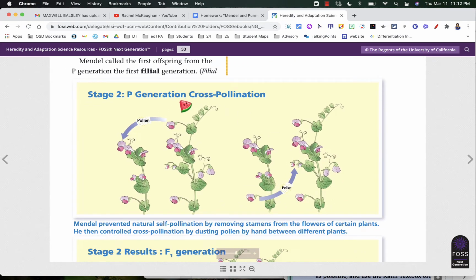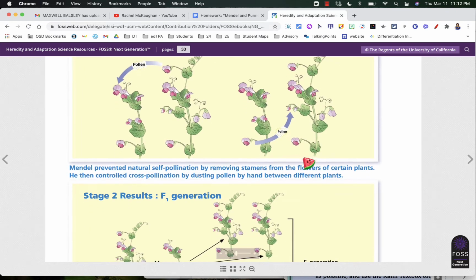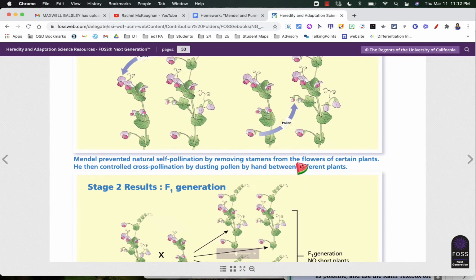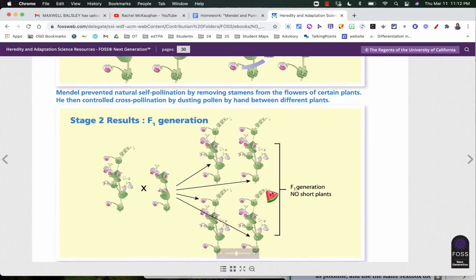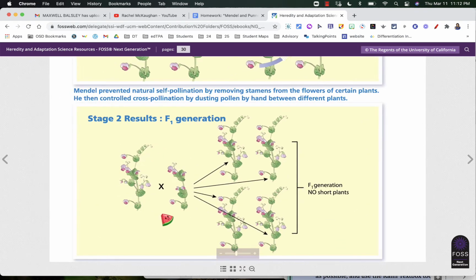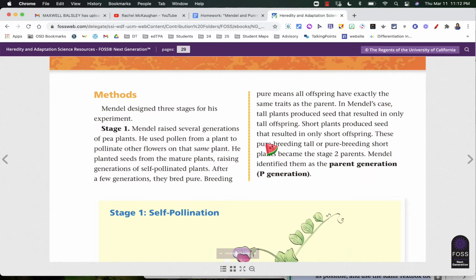Stage 2, P generation cross-pollination. Tall ones pollinating short ones pollinating tall ones. He prevented natural self-pollination by removing stamens from the flowers of certain plants, controlling variables in his experiment. He then controlled cross-pollination by dusting pollen by hand between different plants. And the result was, when you mix tall and short, you get tall, tall, tall, tall. No short plants. All right, so now we have to figure out what self-pollination and cross-pollination is.